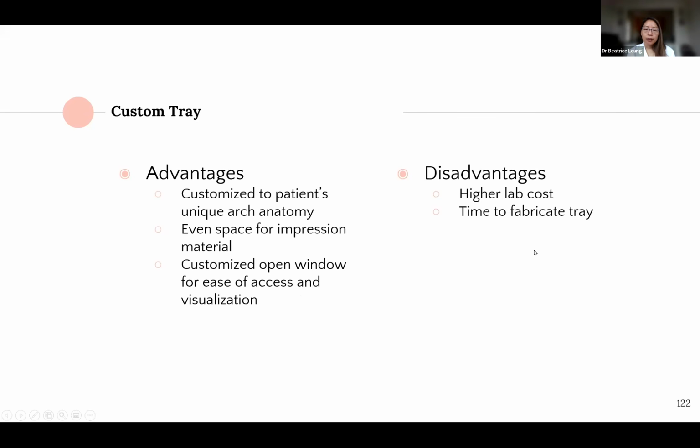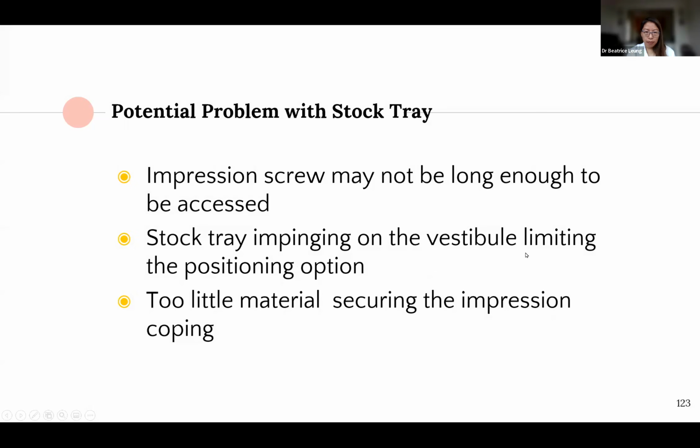But the disadvantage is that it adds to your lab cost. It takes time to fabricate. But the problem I find when you're using a stock tray is sometimes the stock tray is shaped in such a way that the screw is not long enough for me to retrieve it, or the stock tray may be impinging on the vestibule, so I cannot position it the most ideal way, leaving too little material in some areas. I might not be able to retrieve the screw easily.